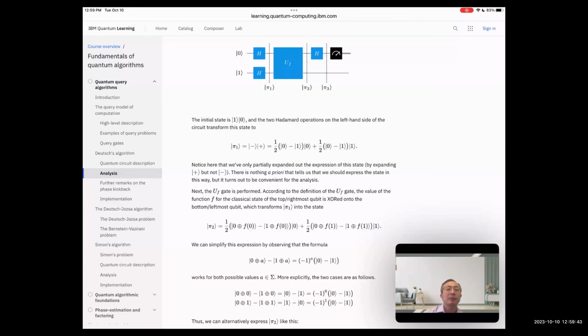I would still prefer to write it out to make it more explicit. So yeah, expanding the two Hadamard gate on the cat 0, cat 1, cat 0, we have this. That's pi 1. And then after applying that unitary gate on pi 1, we got pi 2, cat pi 2, which basically expands by applying a function.